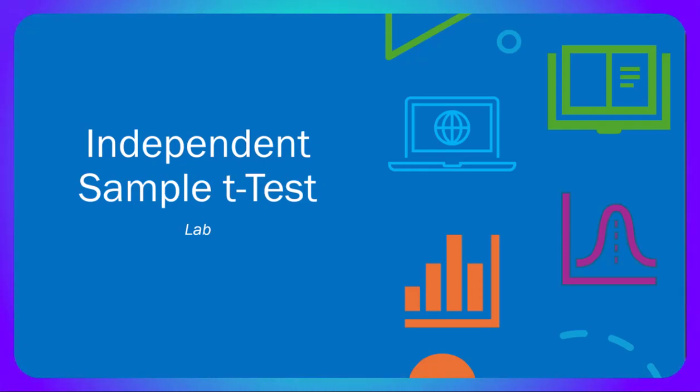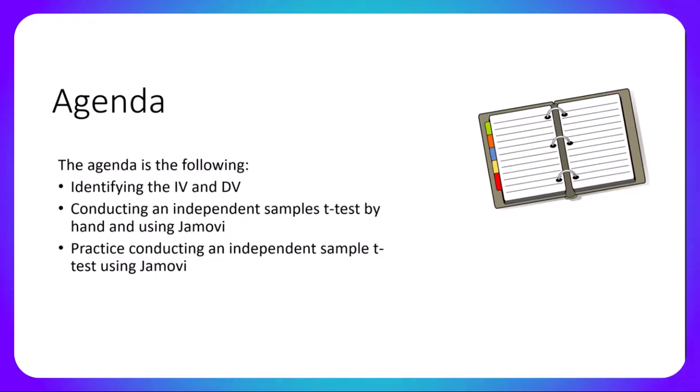Welcome to our lab on the independent samples t-test. In this lab, we're going to focus on three main things. We want to talk a little bit about the independent variable and the dependent variable and the role that they play in the context of an independent samples t-test. This is important, foundational for us to understand when we would choose an independent samples t-test based on the research question that we want to answer.